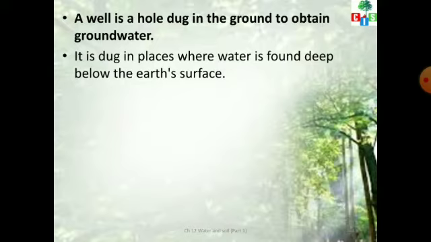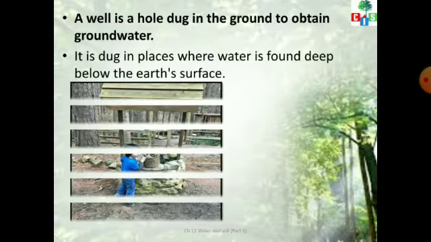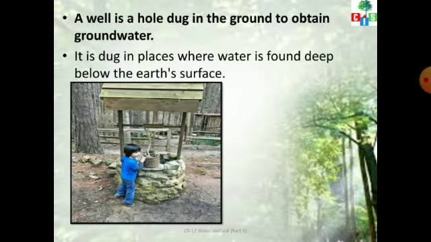It is dug in places where water is found deep below the earth's surface. Yes, obviously, if there is no water, there is no meaning of digging the ground. If we know that below the earth's surface there is plenty of water available, then we should dig that place. And when we dig that place, we make a hole over that. Groundwater can be obtained, and that hole is known as a well.